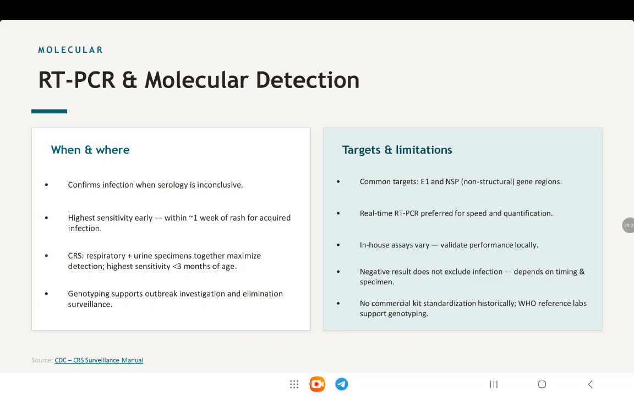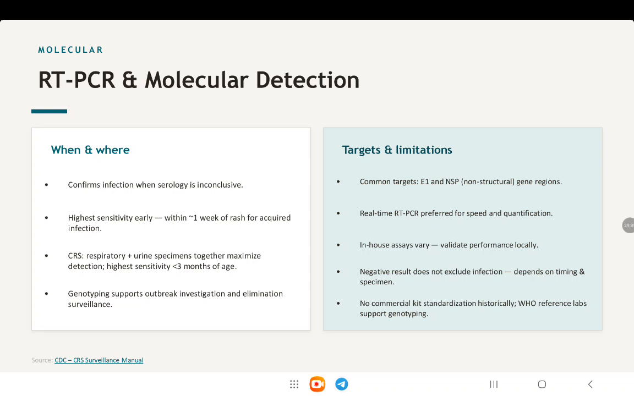Molecular PCR is the most selective method for detecting the rubella virus itself. Instead of looking for the antibody, PCR detects the viral RNA. This test works best during the first week after the rash appears, when the amount of virus is highest. For congenital rubella syndrome, testing both throat and urine samples gives the best detection rate, especially during the first 3 months of the neonate's life.